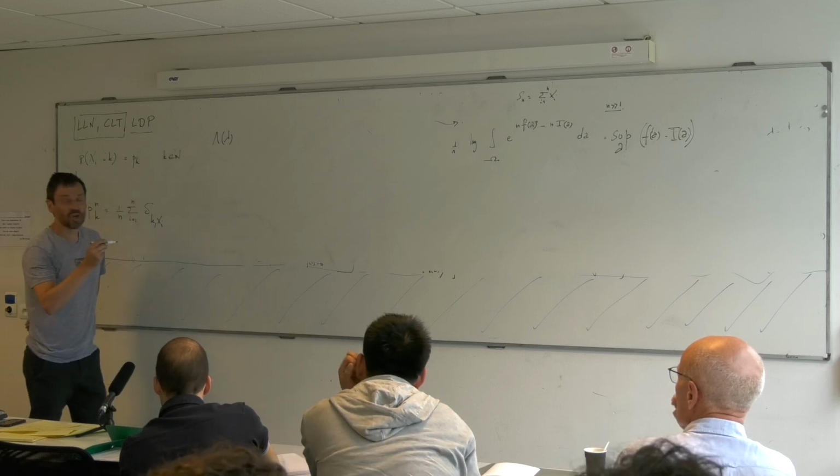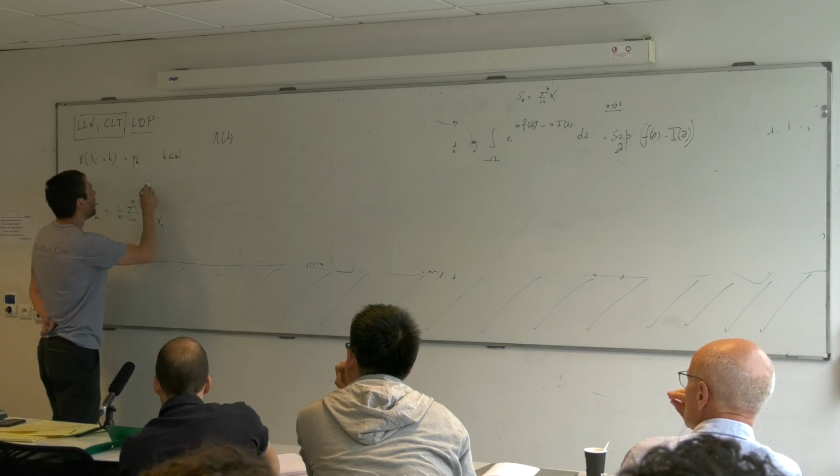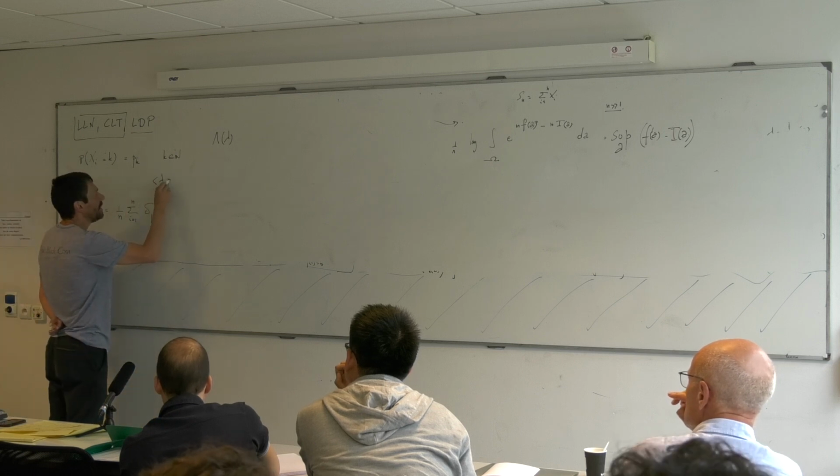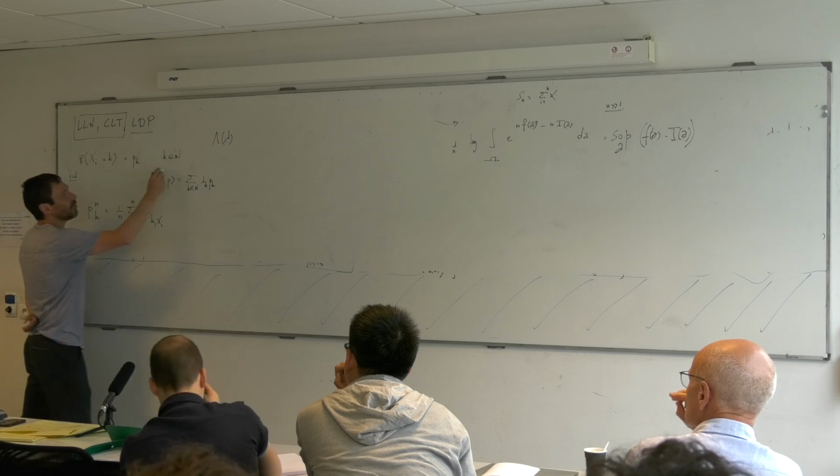Right? So I need an inner product on this space. And so the inner product that I'm going to use is: I'm going to say ⟨λ, p⟩, which simply will be the sum over k in N, or whatever the set is, of this. That's the inner product that I'm going to get.